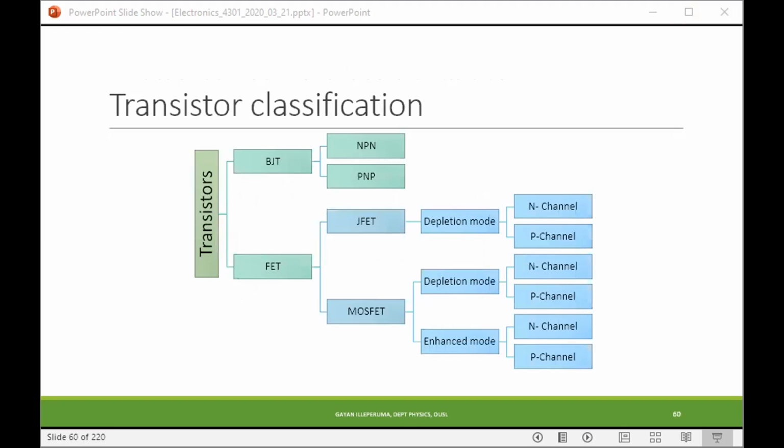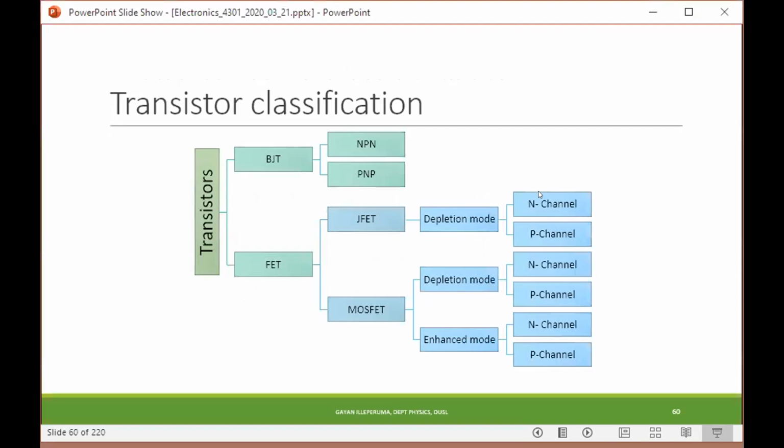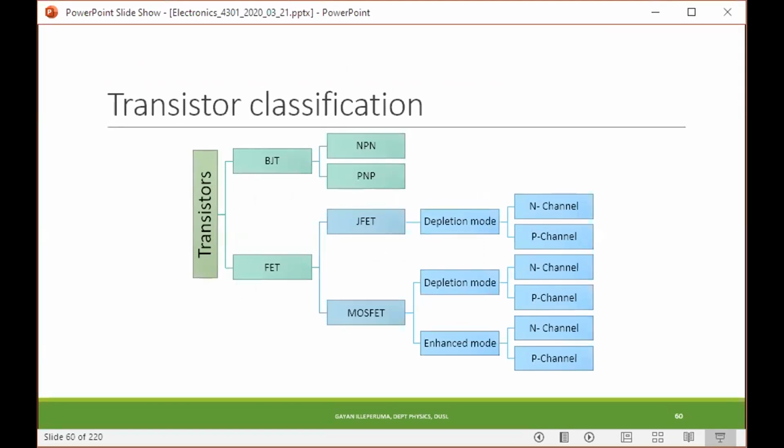The transistor is a 3-terminal element. It is the basis of most of modern day electronics.